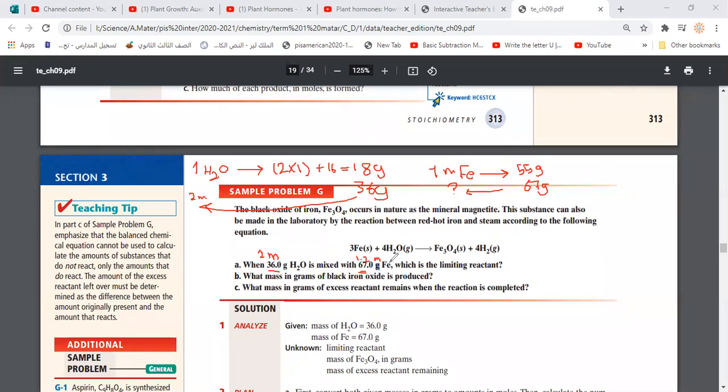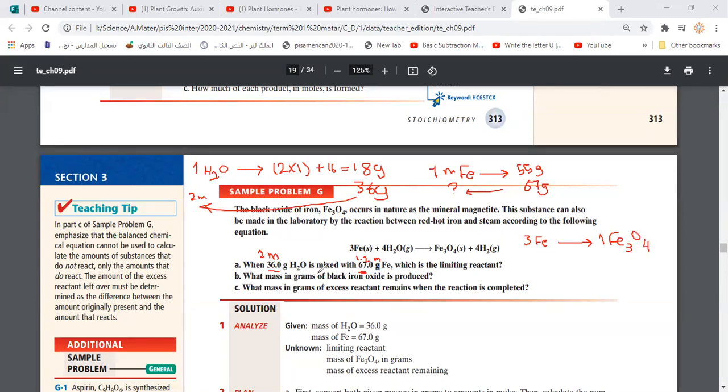So the first step, we convert the mass in grams into moles, to find the number of moles of available material. Here we need to determine which one is the limiting reactant. So first we're going to start with iron. How many moles of iron do we have? 1.2. Regarding the equation, 3 moles of iron produce how many moles? You choose any product you want. 1 mole of Fe3O4, iron oxide. Okay, good.